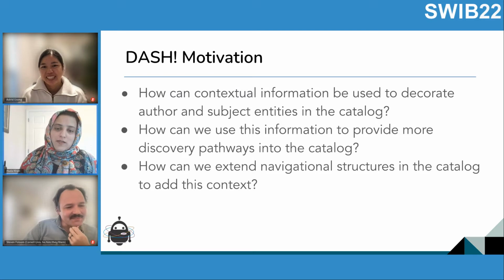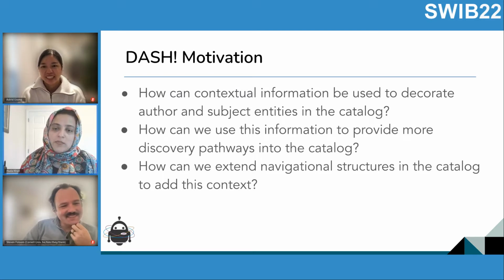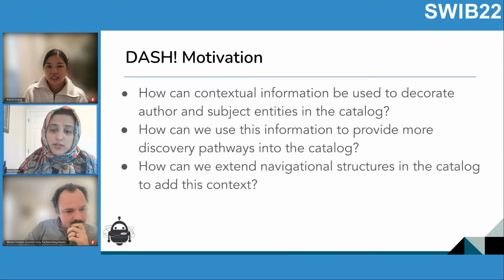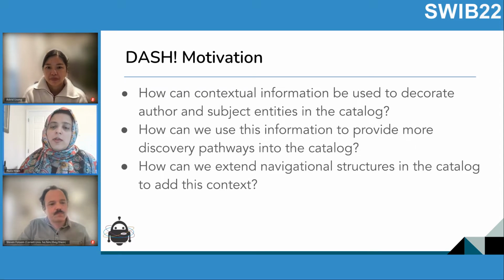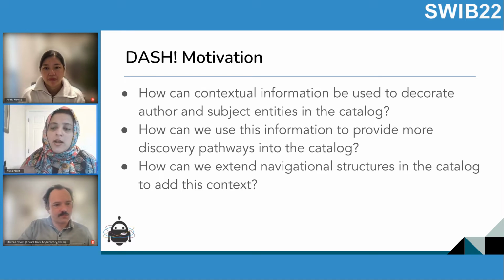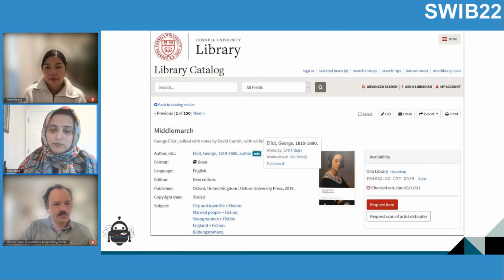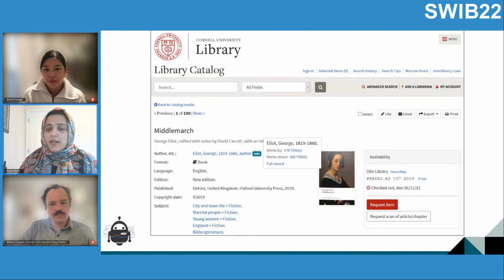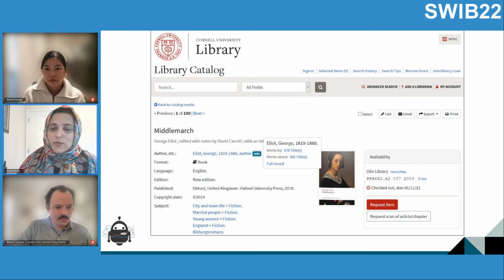So the objective behind this work was to understand, is there a way we can bring in contextual information around authors and subjects? And how can we do that in a way that lets users find resources, but also links them back to how the catalog works right now? So again, very quickly, this is back to the past. This is what the catalog looked like circa November 2021.